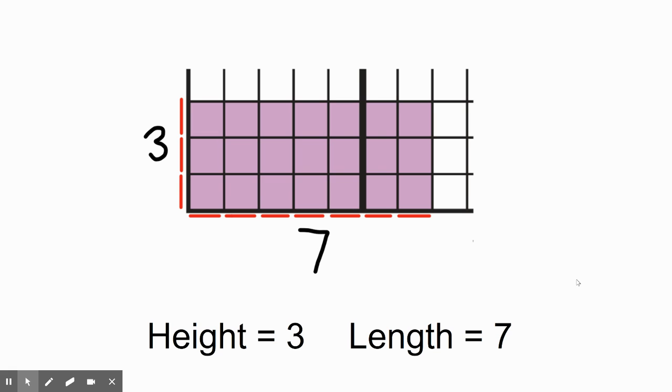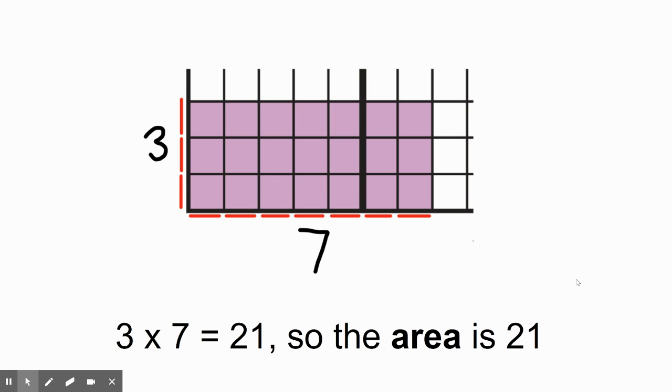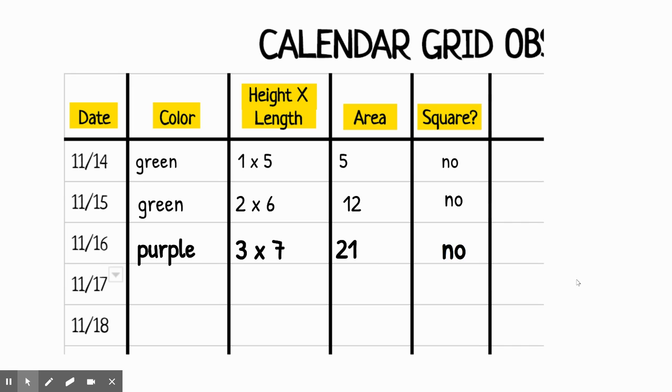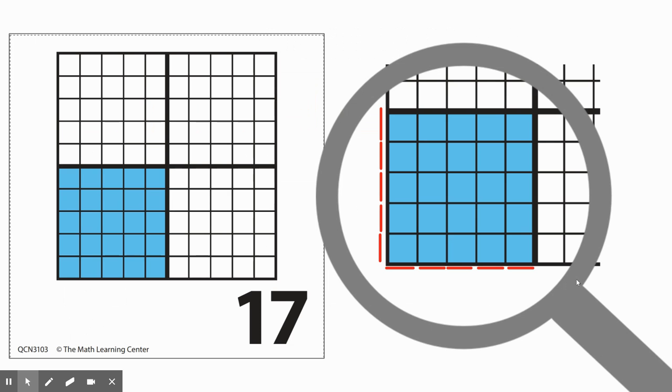So what would the area of that figure be? Well, again, we can think of 3 rows of 7, or 3 times 7 is 21. So the area of that figure is 21. So recording again on our observation chart, on 11-16, the color was purple. The height times the length is 3 times 7. The area is 21. And again, it was not a square. All right, let's take a look at the 17th.